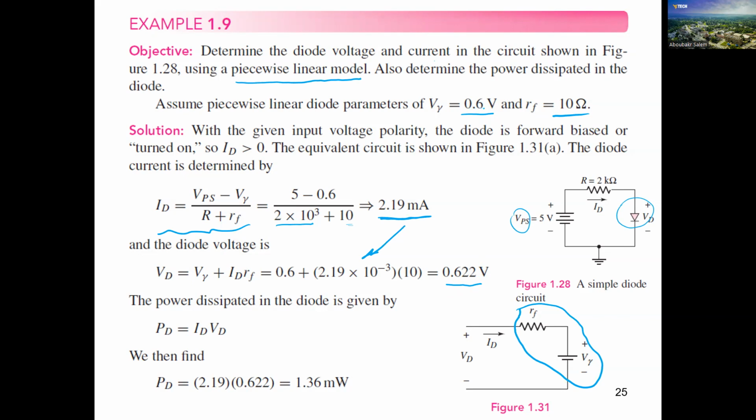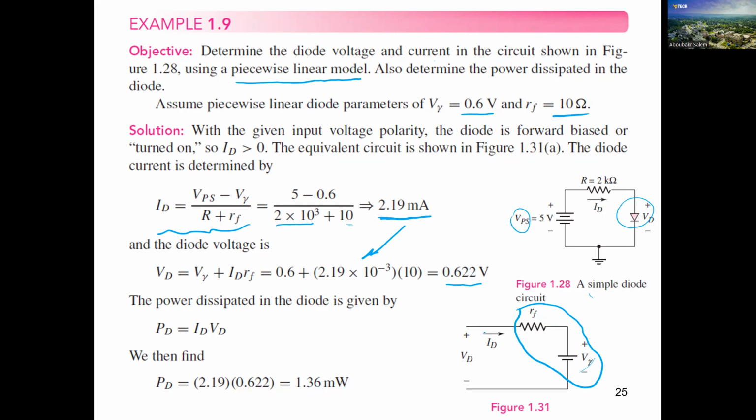I would like to calculate the loss of this diode now. You know, guys, power equals V times I. So simply we can say power equals ID times VD. VD is the total voltage across the diode, and ID is the current through the diode. So VD is 0.622 volts, and ID is 2.19 milliamperes. The multiplication here will be 1.36 milliwatts. So this is the amount of power.